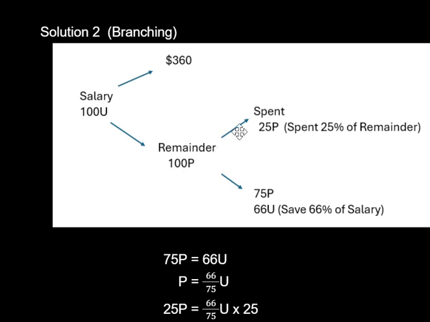Okay, and he spent 25% of it, so he spent 25P, because 100% is 100P, 25% means 25P. So he spent 25% of the remainder. So the remainder here must be 75P. If we take 100P minus 25, you will get 75. And the question says that he saved 66% of his salary. So if the total salary is 100, 66% means 66U here. Okay, so this is how we draw the branching method here.